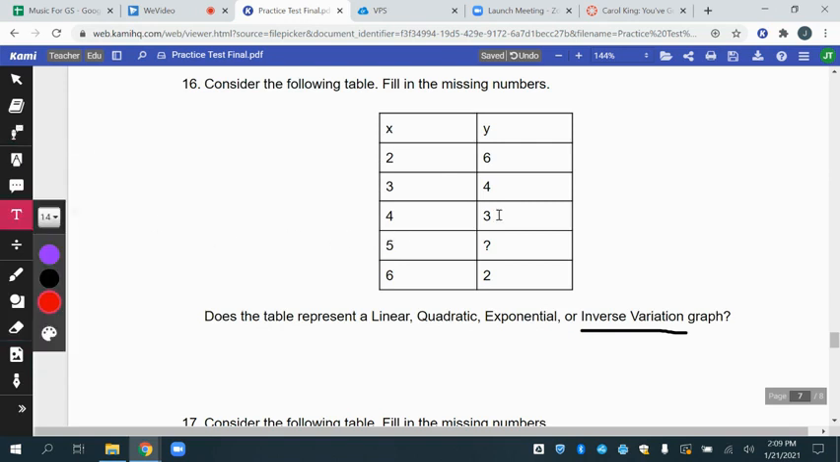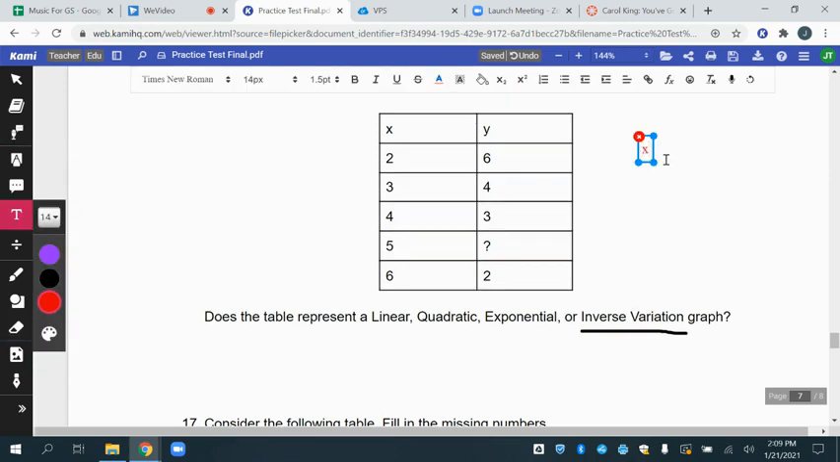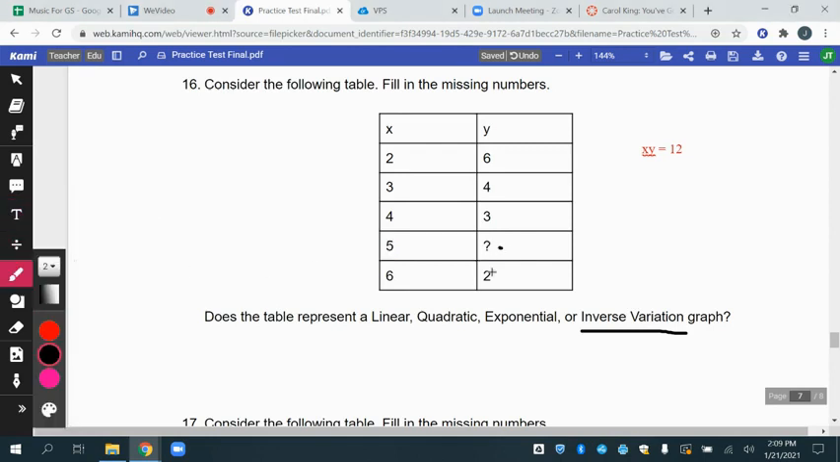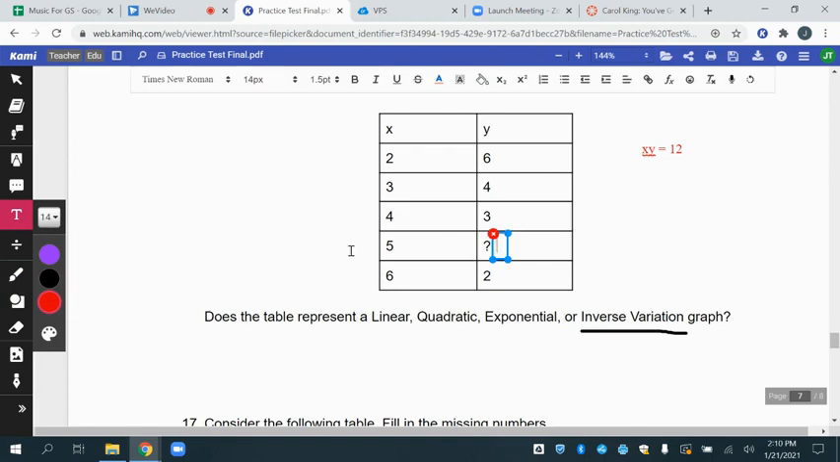So we notice that in here, x times y will always equal 12. 2 times 6 makes 12, 3 times 4 makes 12, 4 times 3 makes 12, 6 times 2 makes 12. The question is, what times 5 makes 12? Ugh, how am I going to figure that out? I can use a calculator. I can divide 12 by 5 and figure it out. 12 divided by 5 is 2.4. Hey, that makes sense, doesn't it? I'll type it in. 2.4.